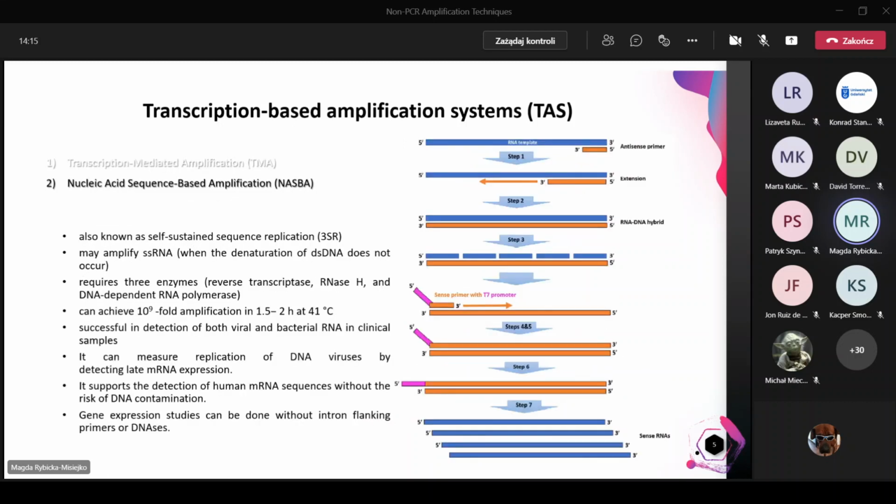Nucleic acid sequence-based amplification is also known as self-sustained sequence replication. It is similar to the TMA method. NASBA requires three enzymes, so reverse transcriptase, RNase H, and DNA-dependent RNA polymerase, whereas TMA utilizes a unique reverse transcriptase with internal RNase H activity.